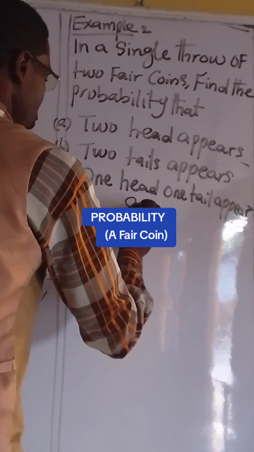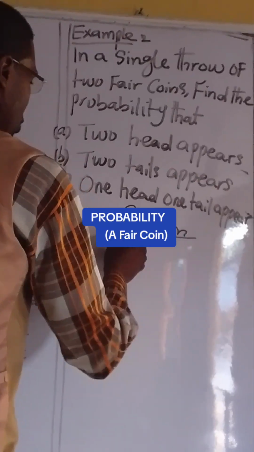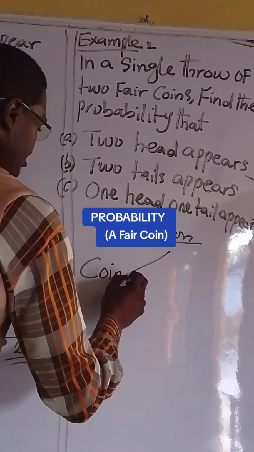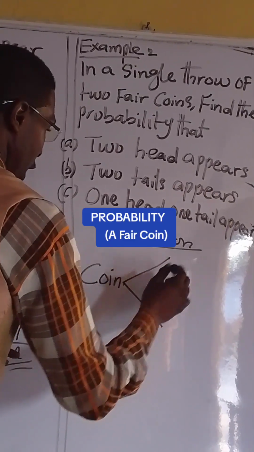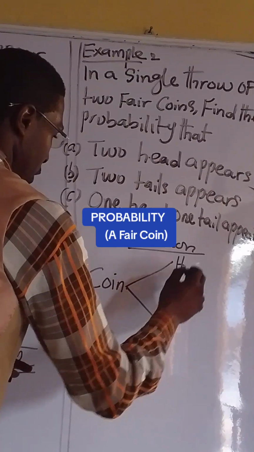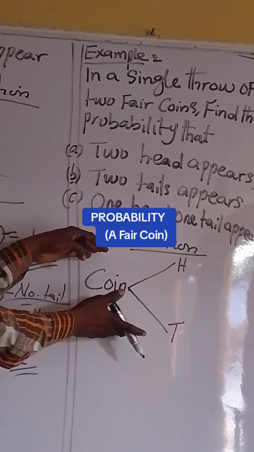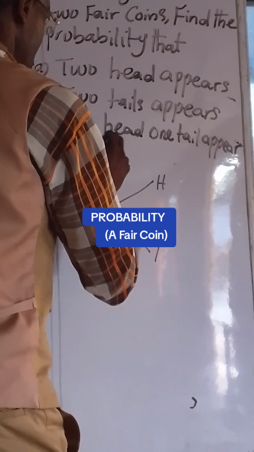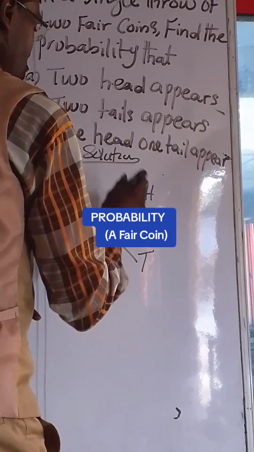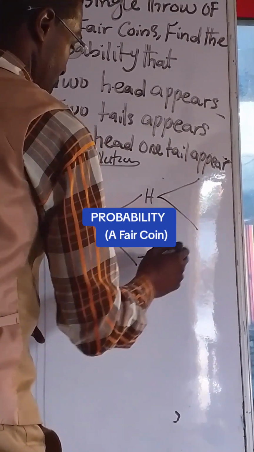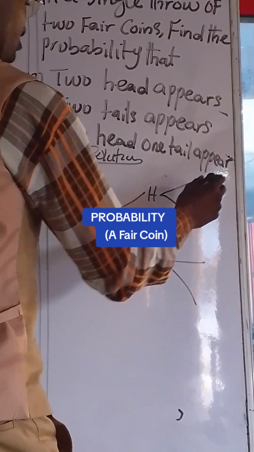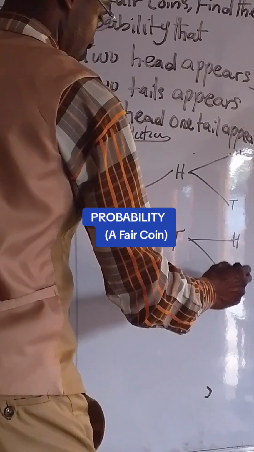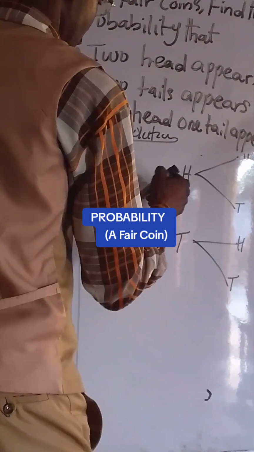Now, solution. First thing you must know is that they say coins. This is a coin, and this is the diagram of the first. Are you with me? This is head and this is tail. Now this is one throw. Then for the second, we have another branch here. So we have head here and tail here, head here and tail here.